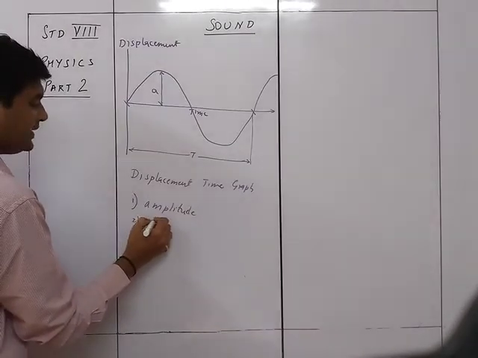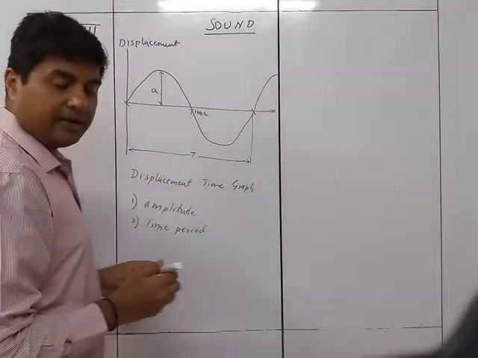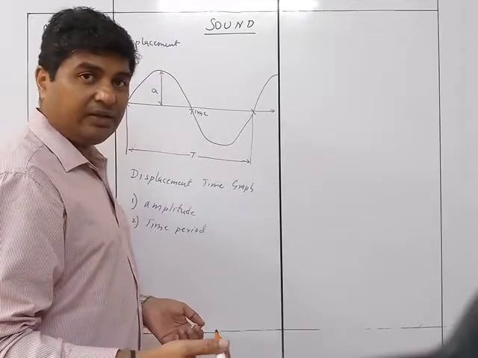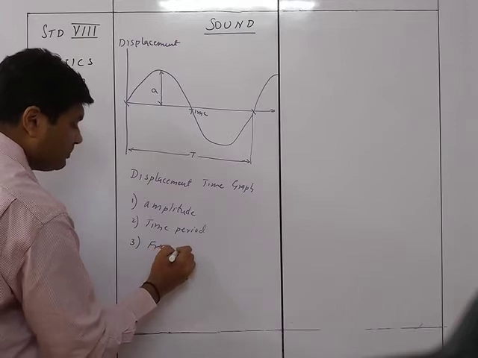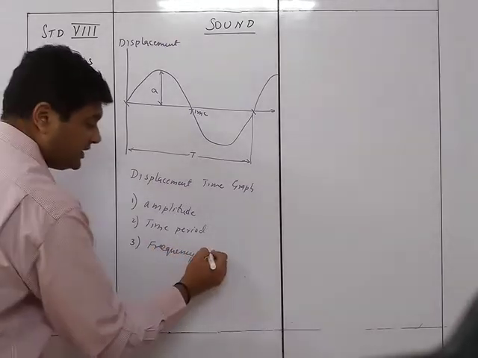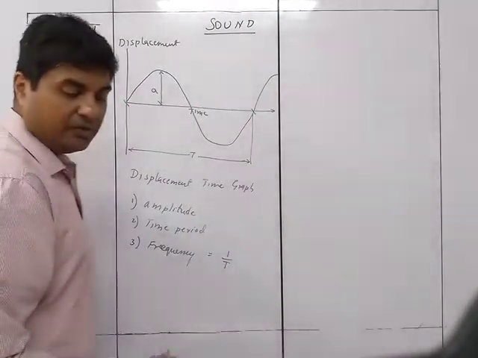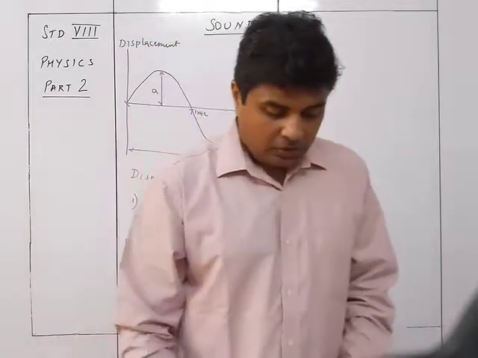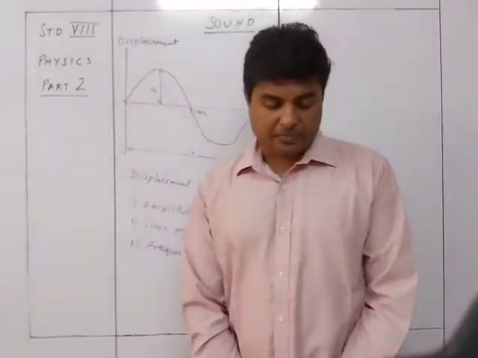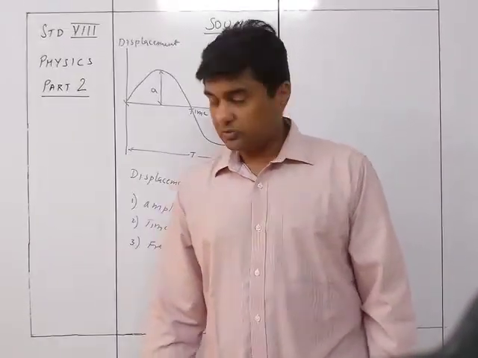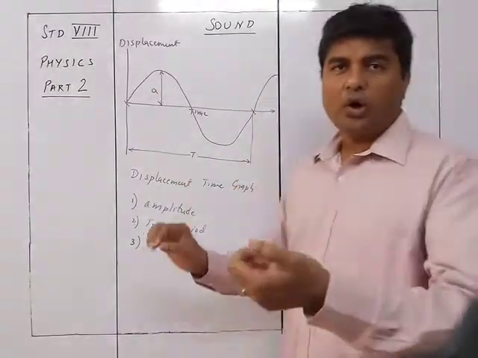The second thing it tells me is the time period. And if I know the time period, I can also find out the frequency. So the third thing is frequency, because I know that frequency is 1 upon T. Whatever time period I get over here, 1 upon that will give you the frequency. So the displacement time graph shows the variation of the displacement of the particles of the medium with time at a given position.